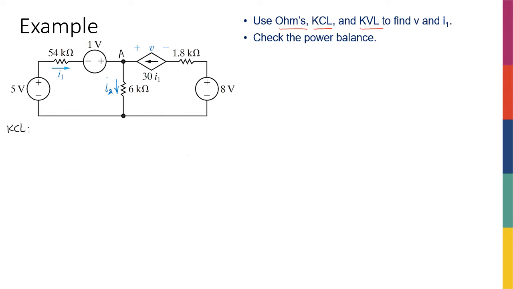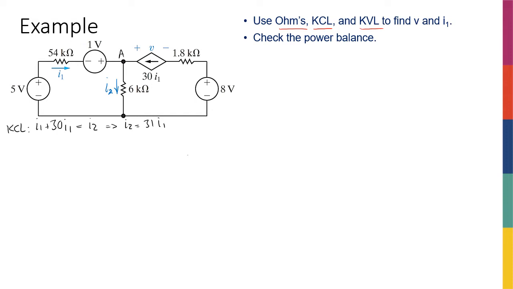The KCL is telling me that I1 plus 30 I1, the two currents that are coming into the node, are equal to the current that is going out of the node, which is I2. Therefore, I can say that I2 is equal to 31 I1. Next, I need to actually relate I1 and I2 with another equation so that I have two equations, two unknowns to solve, right?